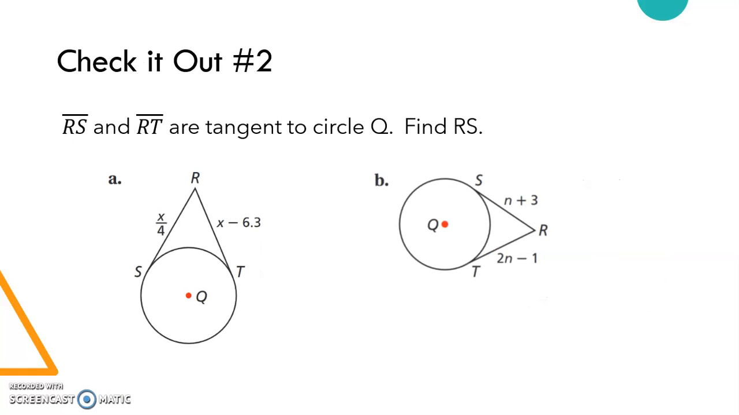In check it out number 2, they tell you that segments RS and RT are tangent to the circle, and they want you to find the length of RS. Some of these equations can get a little hard, so just do your best with them. I promise that on your quiz or your test, it won't be this hard. Okay, so see if you can do that, and then press play to see the next part of our lesson.